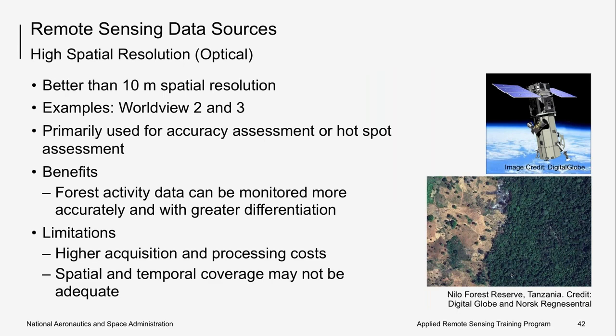High-resolution data sources can provide more detail than coarse and medium-resolution satellites. However, these data are often only commercially available and are only obtained for very specific regions. Examples of high-resolution satellites are the WorldView 2 and 3 satellites operated by Digital Globe, and these have a resolution of under 2 meters. Other examples include RapidEye, QuickBird, and IKONOS. They provide the benefit of more accurately monitoring forests and can be used for accuracy assessments, sampling transects, or hotspot assessment.